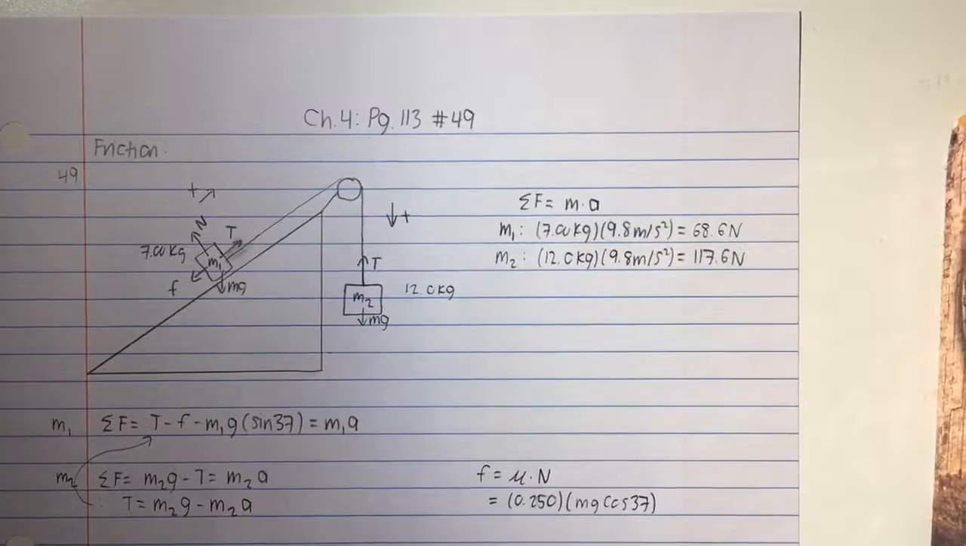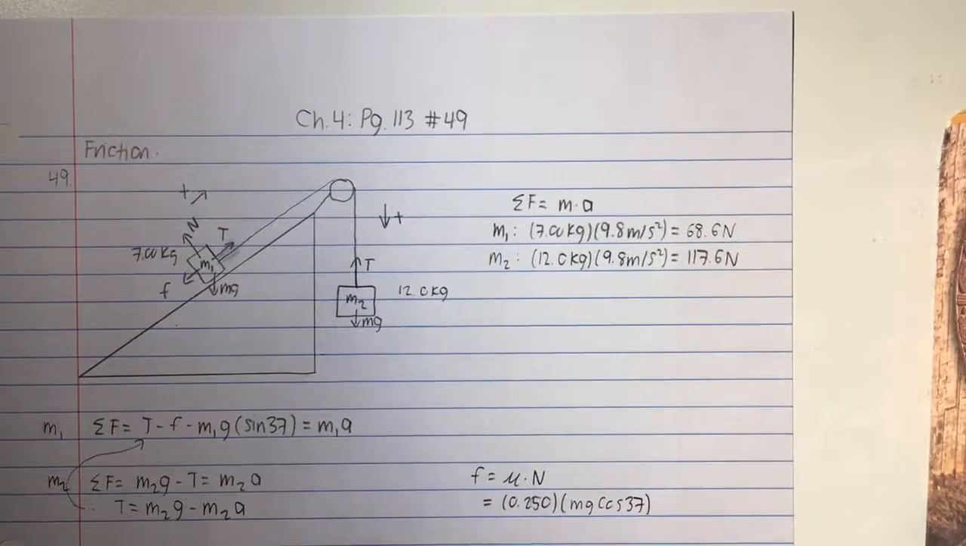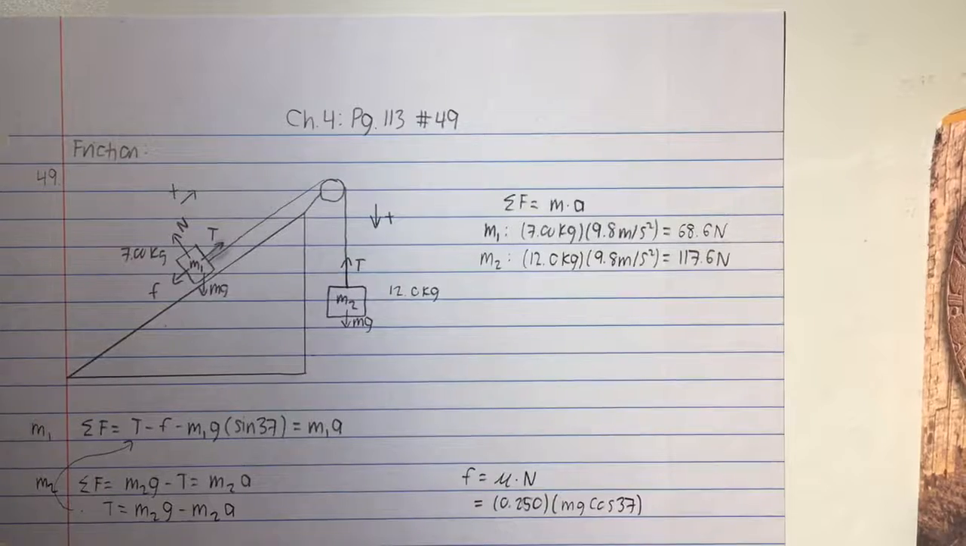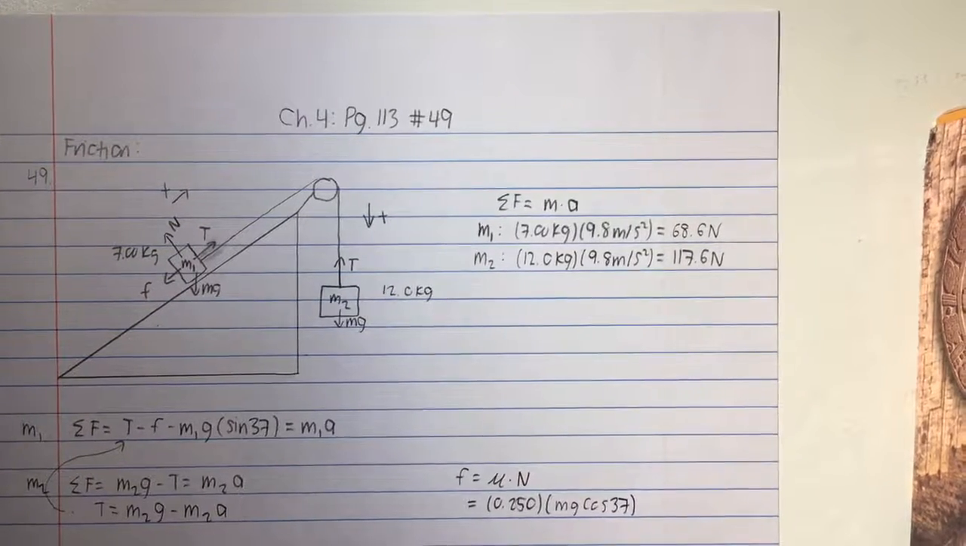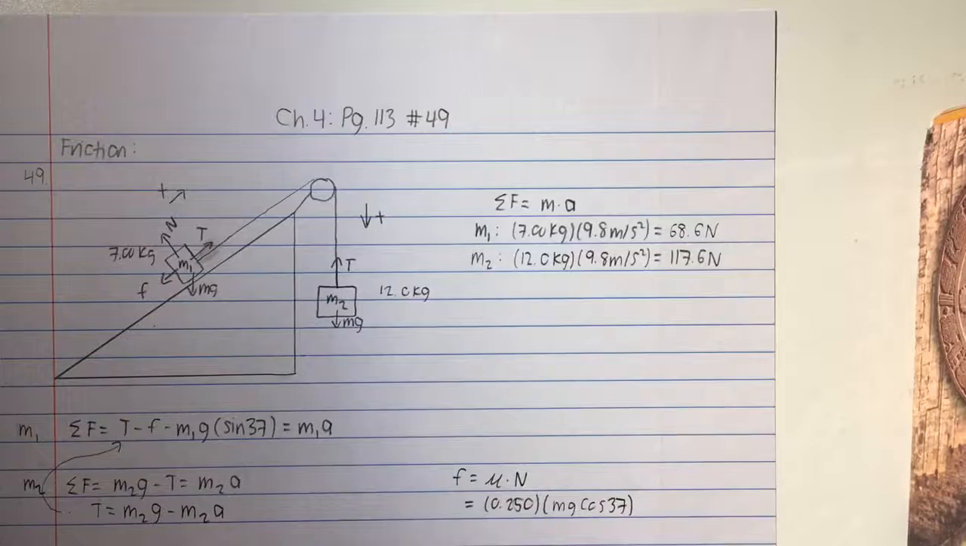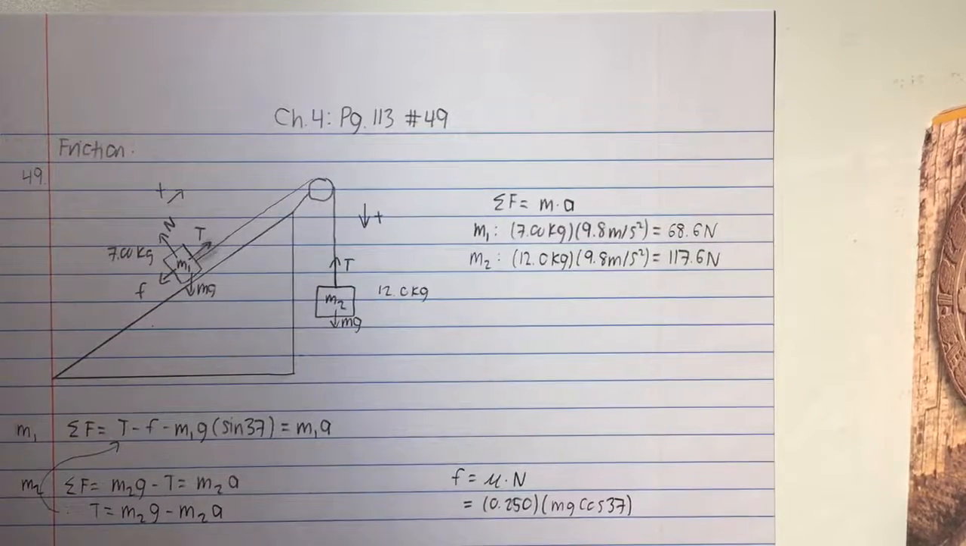I'll be doing number 49 on the chapter 4 homework. And the question states, find the acceleration reached by each of the two objects shown in the figure if the coefficient of kinetic friction between the 7 kilogram object and the plane is 0.25.